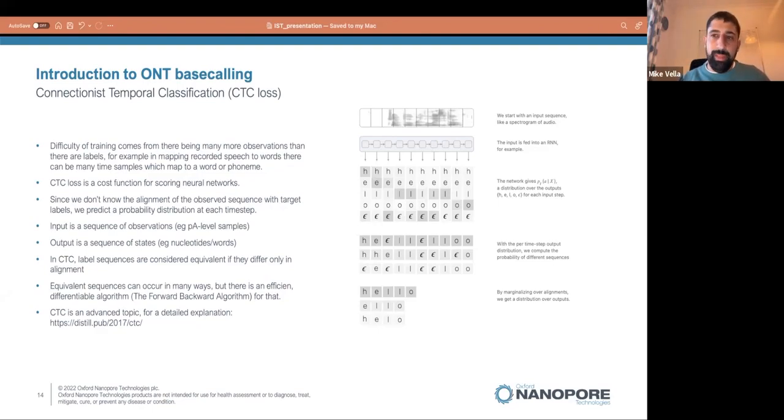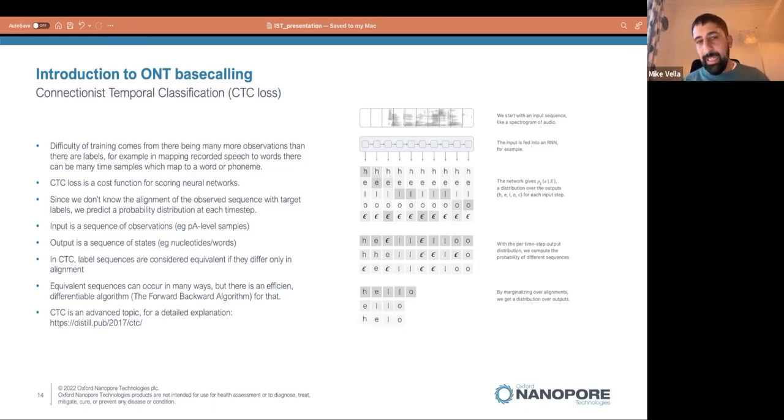However, that's not really problem solved. You might get 2 nucleotides following each other, so you can't just collapse the entire sequence, because you're going to end up with a much shorter sequence than your target. And also, you can't just assume that each sample is an individual new nucleotide, because we know that's not true. The DNA is translocating through the pore much slower than our sample rate. So we predict the probability distribution at each sample, at each time step.